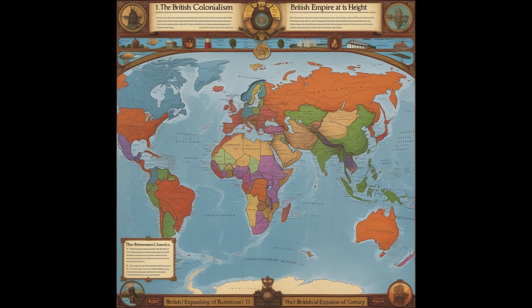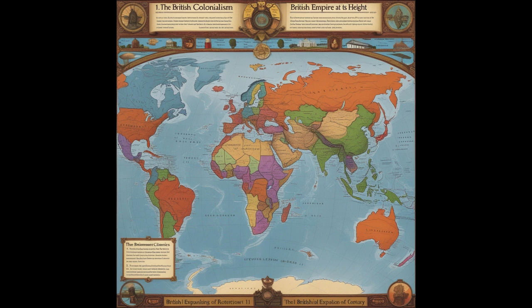Imperialism and the scramble for Africa. The late 19th century witnessed the scramble for Africa, where European powers, including Britain, raced to divide Africa into colonies. By the time of World War I, Britain controlled vast areas of Africa, Asia, and the Pacific.